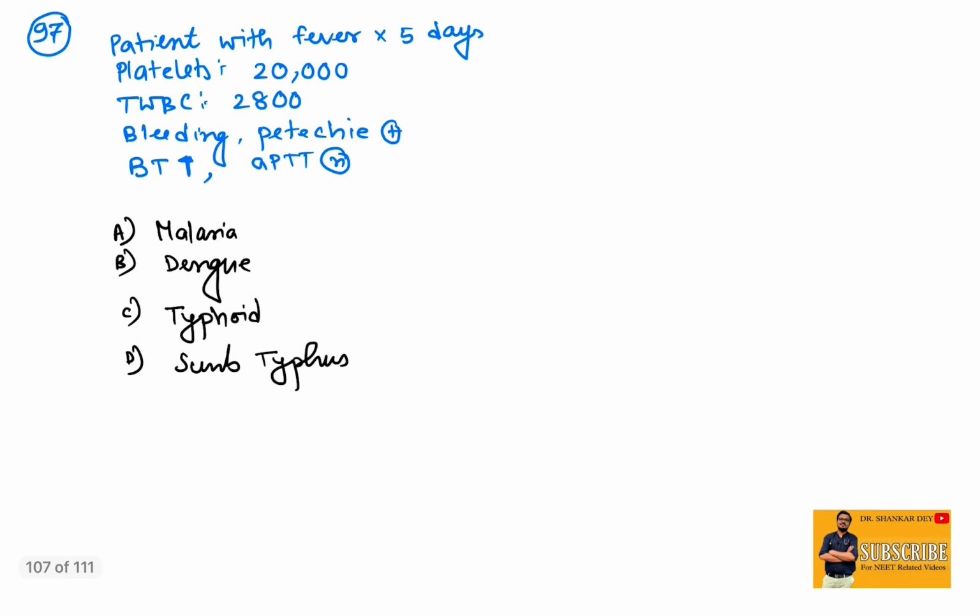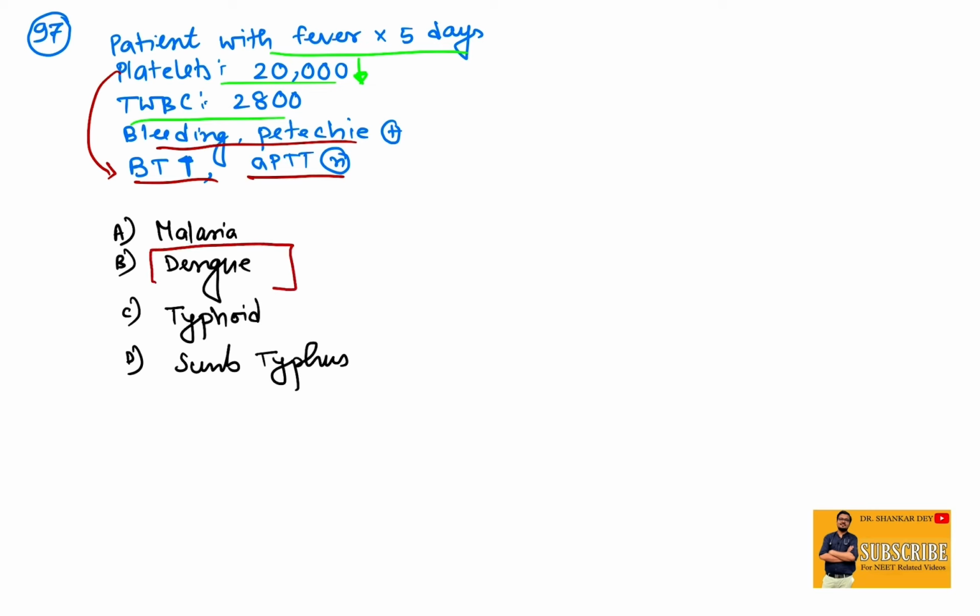Now question number 97, a patient with fever for 5 days, platelet is very less, 20,000, WBC also less, suggestive of some viral pathology like lymphopenia, bleeding petechiae, BT increased because of decreased platelet, APTT normal. So above findings are corroborated with which disease? Yes, it is definitely dengue. In case of dengue, you will find fever with thrombocytopenia, bleeding manifestation can be there that can cause increased BT, but APTT is normal because it is not coagulopathy, rather platelet disorder. So typhoid is wrong option, scrub typhus is wrong option, malaria wrong. So the answer is dengue.